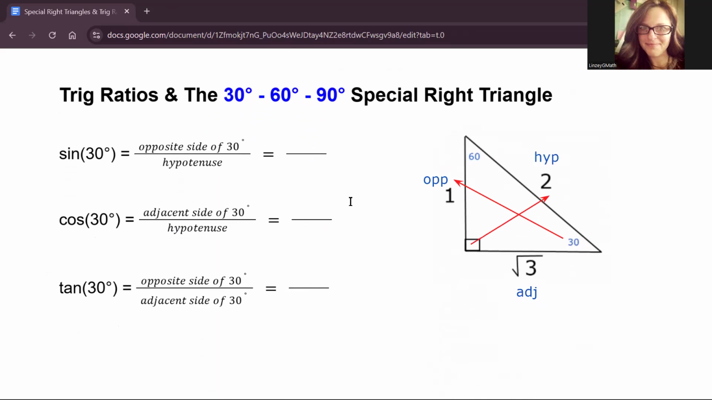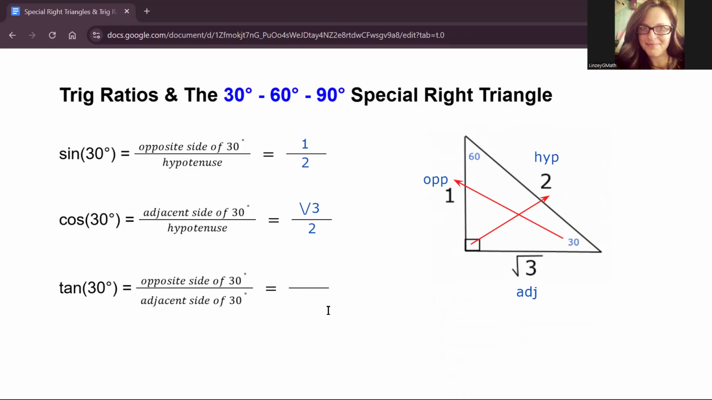Sine of 30 degrees is the opposite side of 30 degrees, 1, over the hypotenuse, 2. Sine of 30 degrees is 1/2. Cosine of 30 degrees. Adjacent side of 30 degrees is the square root of 3, over the hypotenuse. Cosine of 30 degrees is square root 3 over 2.